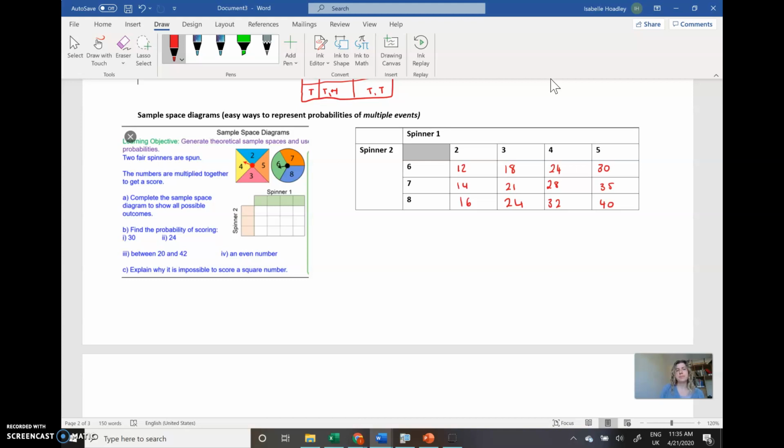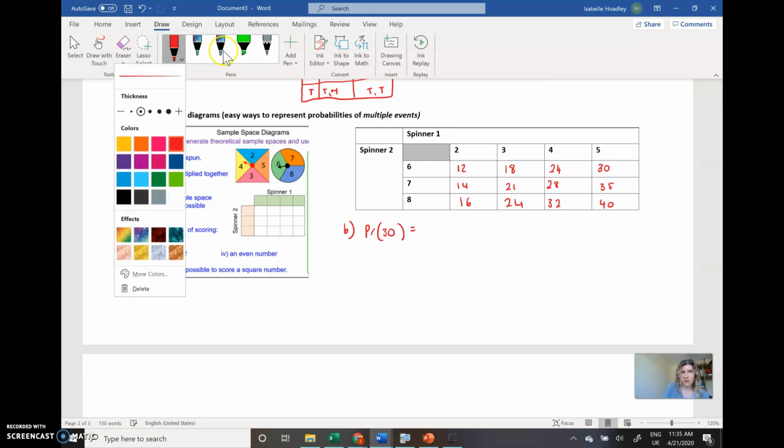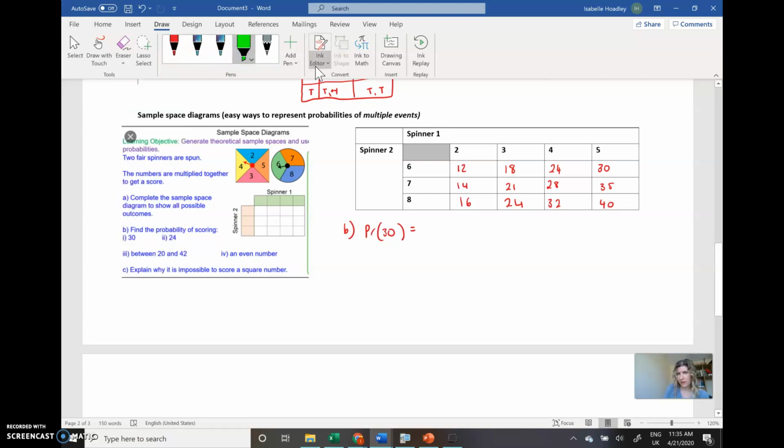Okay. The next part of the question says, B, find the probability of scoring, firstly, 30. So our probability of getting a score of 30, there is only one outcome where you get 30, which is here, and altogether, there's 12 outcomes that can possibly occur. So our probability of getting 30 is 1 out of 12.